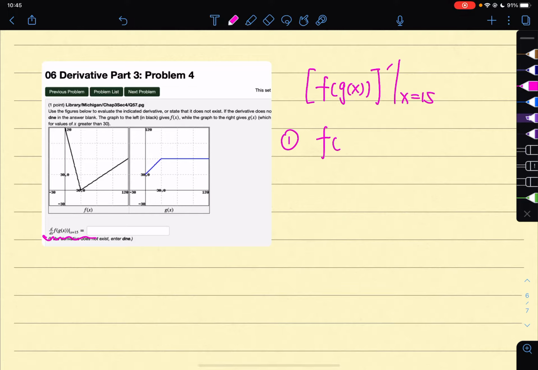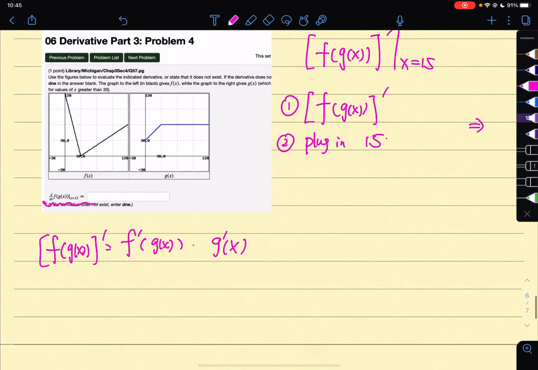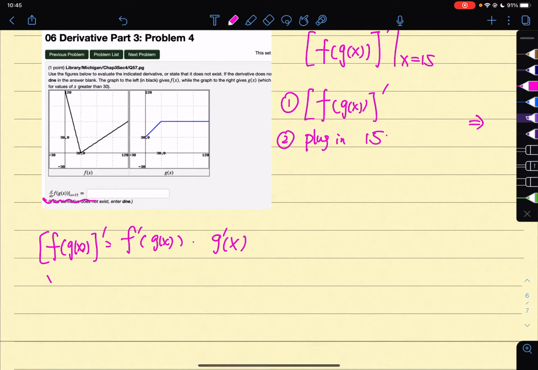First of all, what is the derivative of the function that looks like this, structure-wise? And then the second thing is you plug in 15. So if you squeeze the 2 steps together, the conceptual idea according to the chain rule is that the derivative of this function is f prime with g of x squeezed into it, multiplied by g prime of x. And if you want it at x being 15, then this problem is f prime of g of 15 multiplied by g prime of 15.